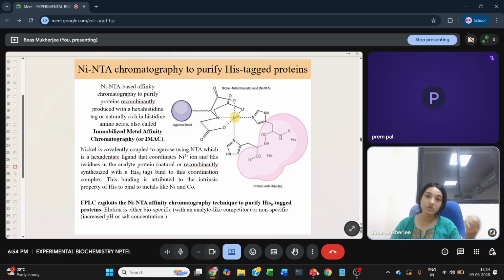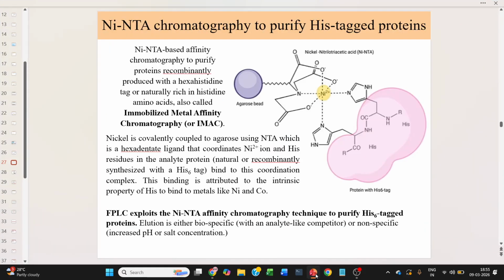Also, there is higher salt, so there is both biospecific elution and high salt elution, right? So FPLC exploits the Ni-NTA affinity chromatography technique to purify His6-tagged proteins. Elution is either biospecific with an analyte like a competitor, or non-specific by increased pH or salt concentration. Okay, and this entire strategy is called immobilized metal affinity chromatography, or IMAC.